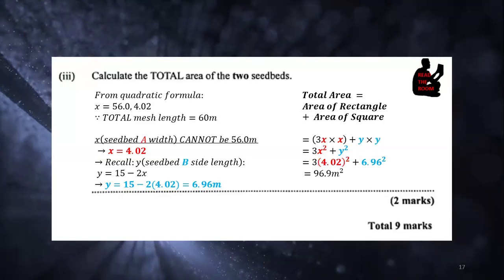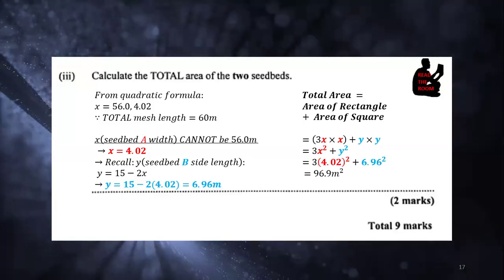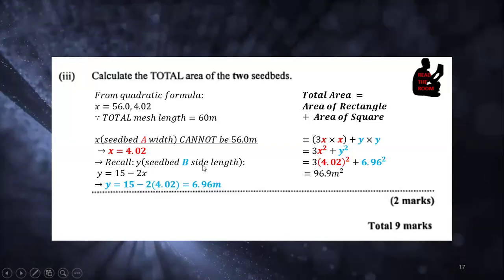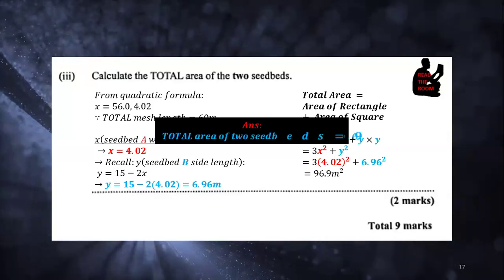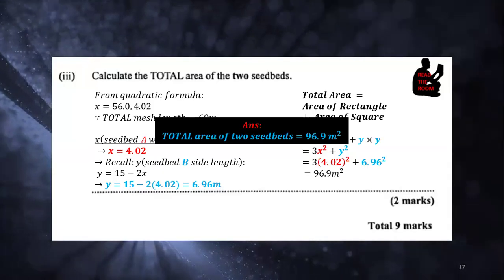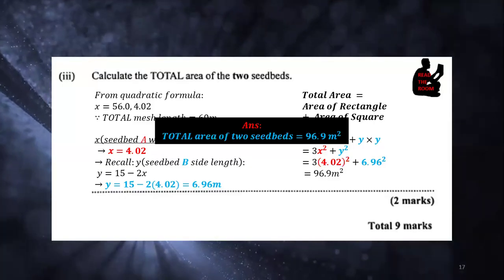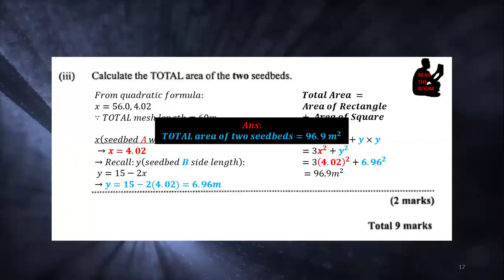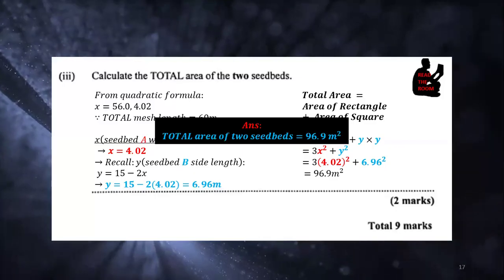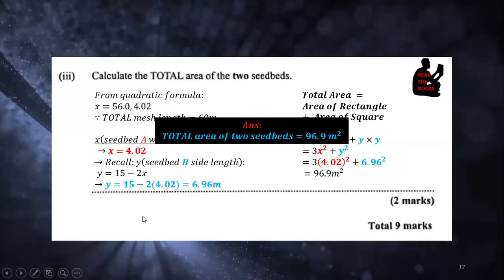How you all feel about that? Hey guys, great, awesome. So in the final answer, the total area of the two seedbeds is going to be 96.9 meters squared. All right, let's press on.